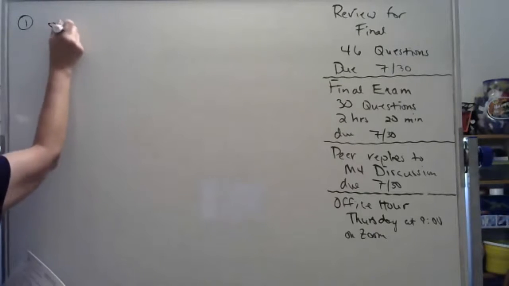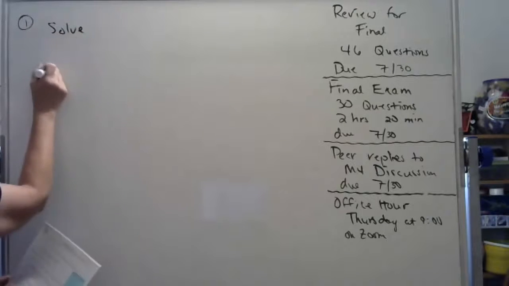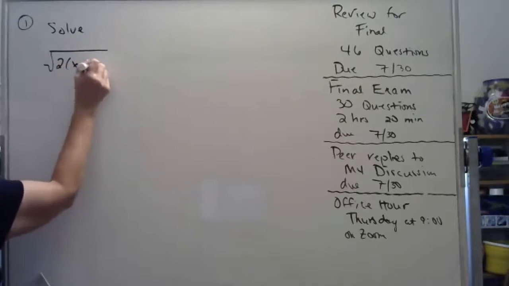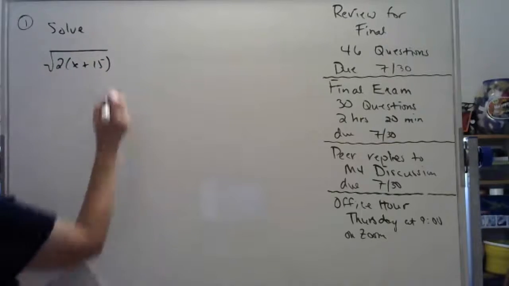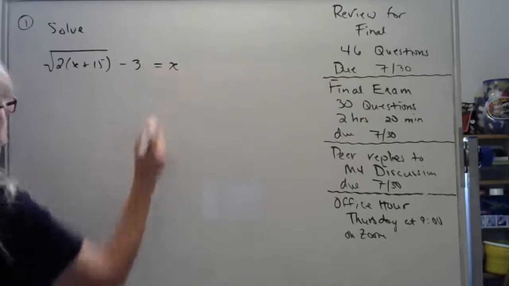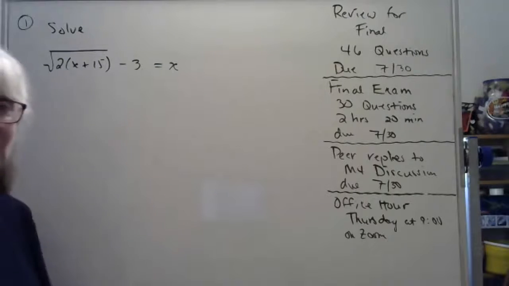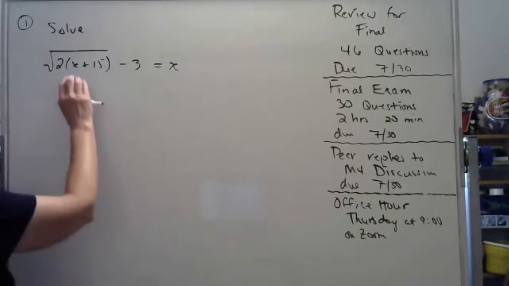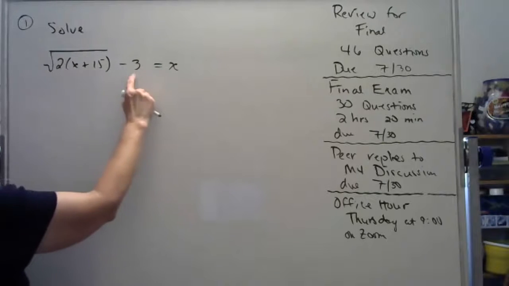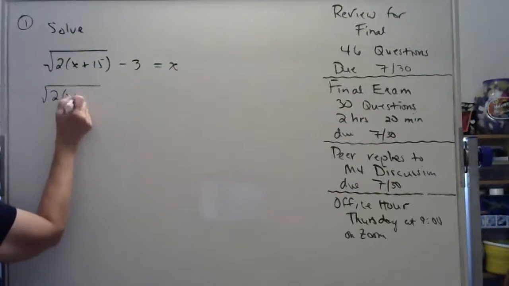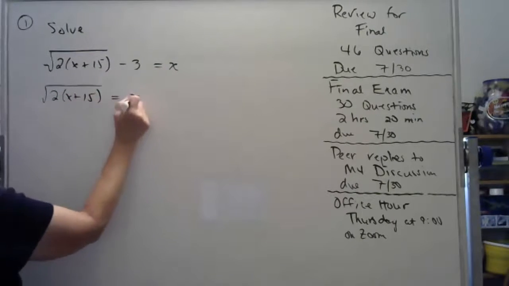So we want to solve the square root of 2 times the quantity x plus 15, and then minus 3 is equal to x. So the square root of 2 times the quantity x plus 15 minus 3 is equal to x. And we want to solve this for x. So on day 1, we talked about radicals, and the very first thing you need to do is make sure you get the radical by itself. So we're going to move this 3 to the other side. So that'll give me the square root of 2 times x plus 15 equals x plus 3.